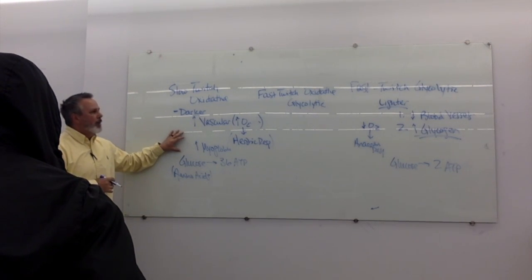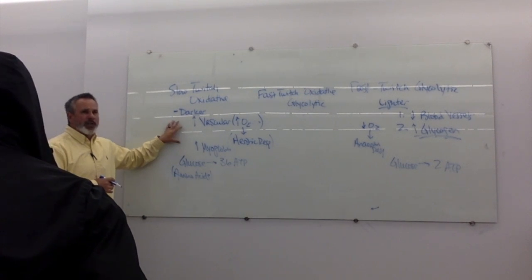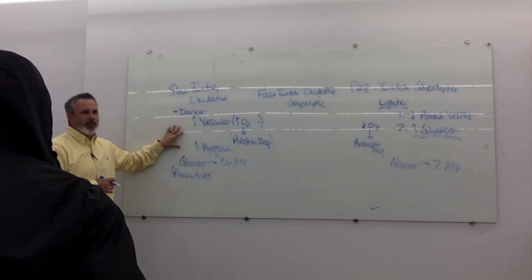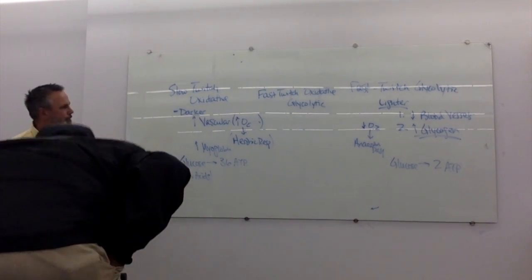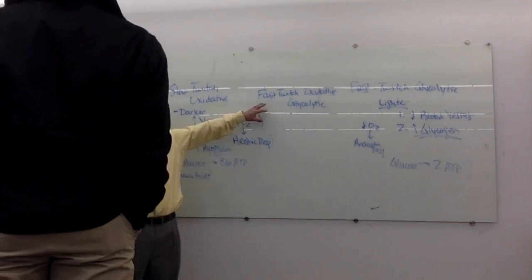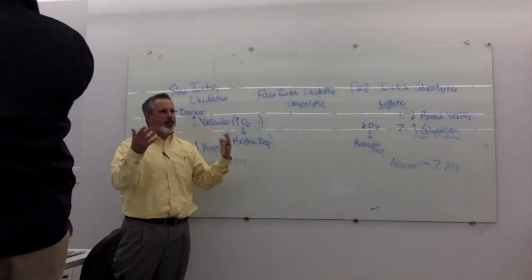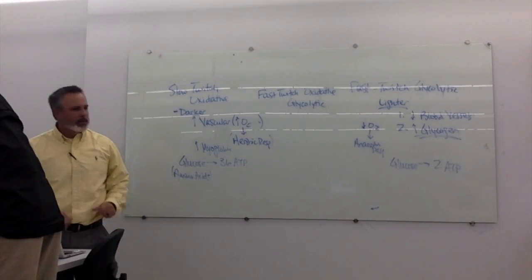So there's probably a few other things. I'm going to touch back over this again at the beginning of Thursday, and then I'll do a lot of review. Fast twitch oxidative glycolytic is just a balance of the two. They're called intermediate.